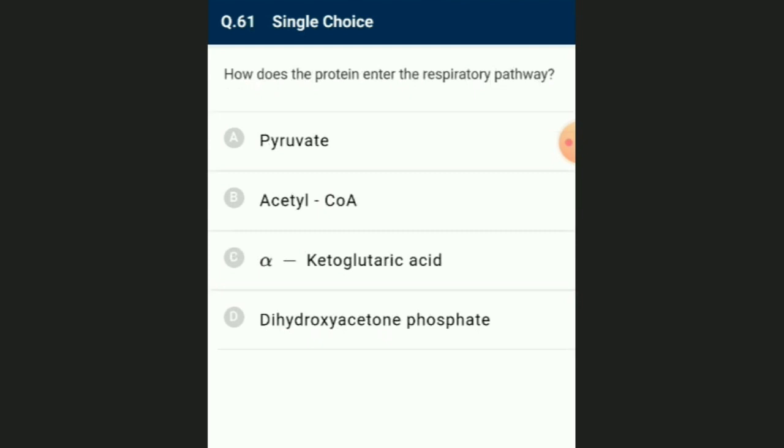Question number 61. How does the protein enter the respiratory pathway? The organic substances which are oxidized to produce energy during respiration are called respiratory substrates. Carbohydrates are the main respiratory substrates, as our food contains 65 to 70% carbohydrates. The most preferred substrate is glucose. So the answer for this question is option A. Protein enters the respiratory pathway in the form of pyruvate.